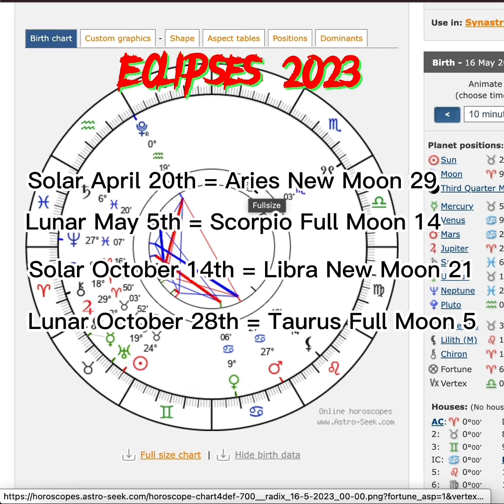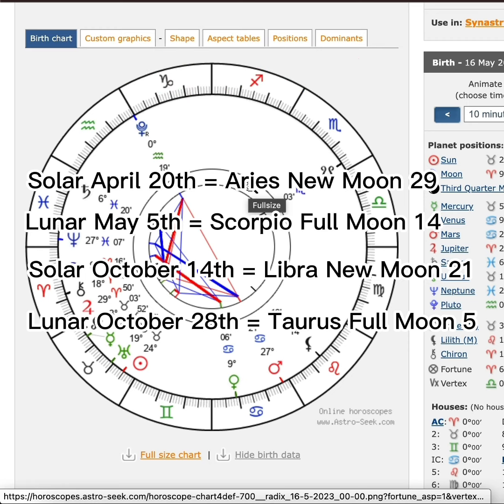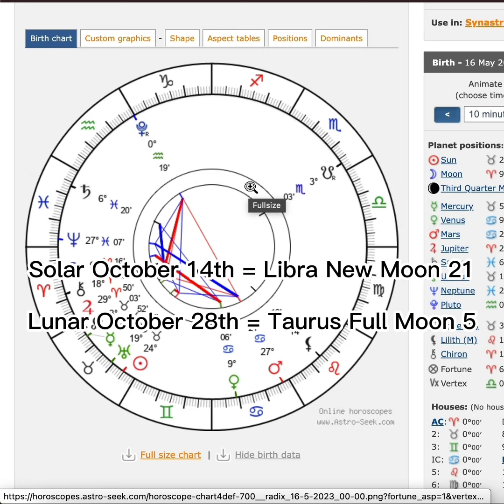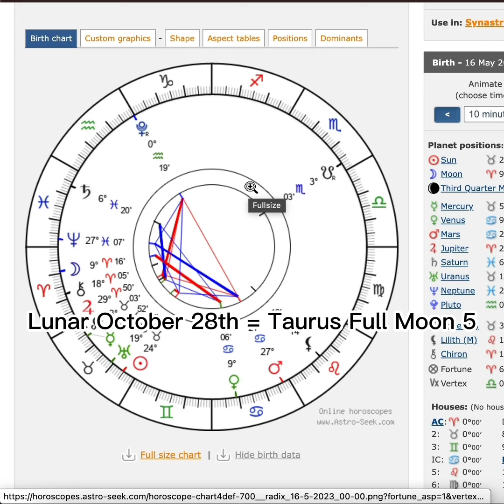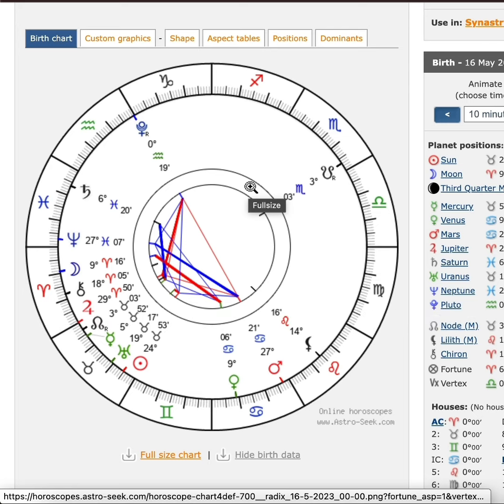Okay, so the next one will be a full moon on May 5th, and it will be at 14 degrees Scorpio. Okay, and it's a full moon, and Mars will be at 21 degrees. We have in the middle of the year, it will be October 14th. We'll have a 21 degrees Libra new moon eclipse, and Venus will be in Virgo. Okay. Also, we'll end the eclipses for 2023 on October 28th, which will be a 5 degrees Taurus full moon eclipse, and Venus will be in Virgo.